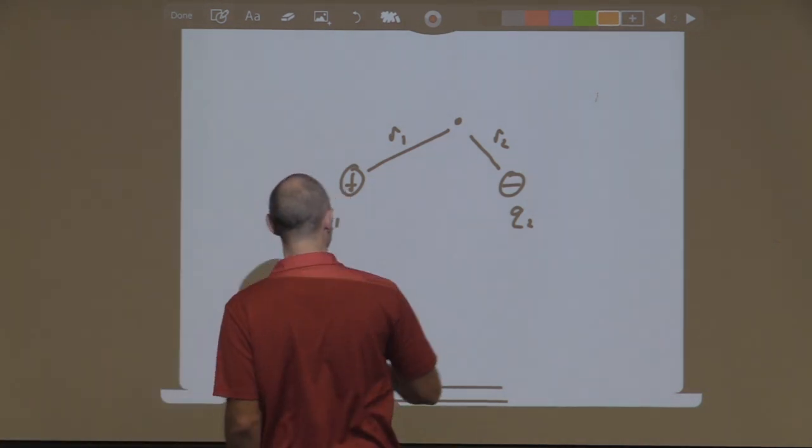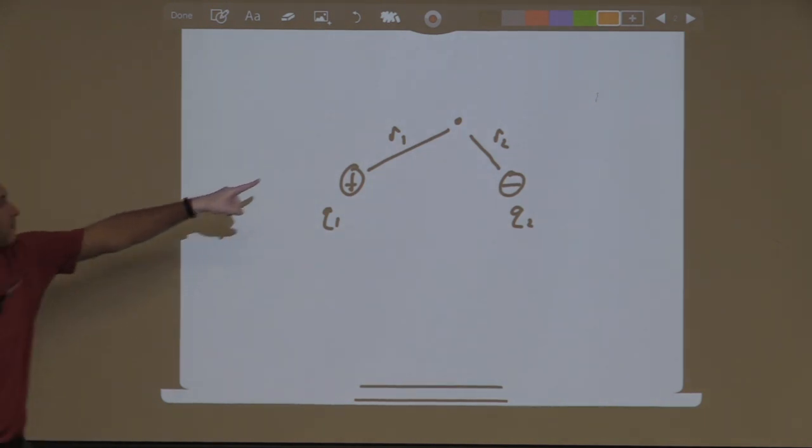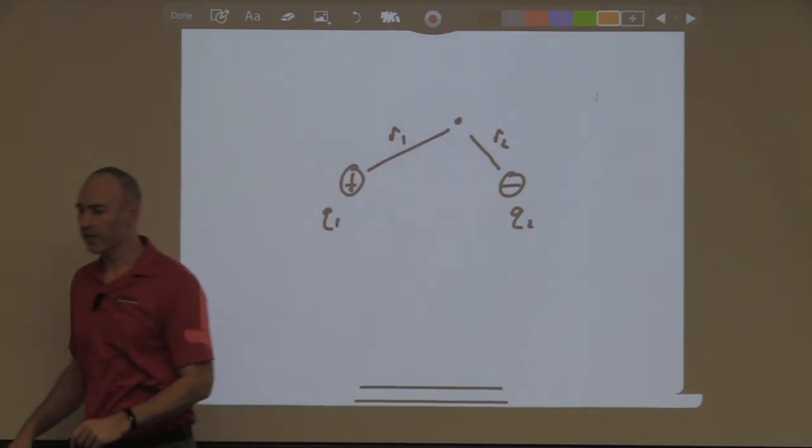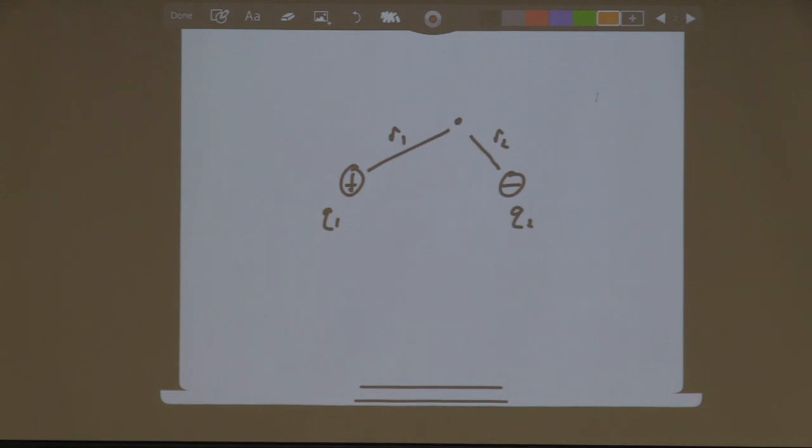Now, this is a point in space near 2 charges. If I was to ask you, what is the potential at that spot? What is V, electric potential at that spot?